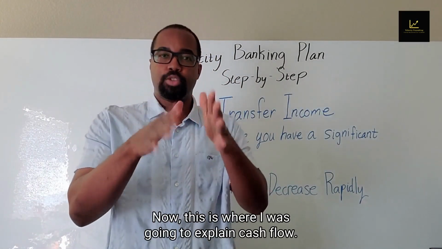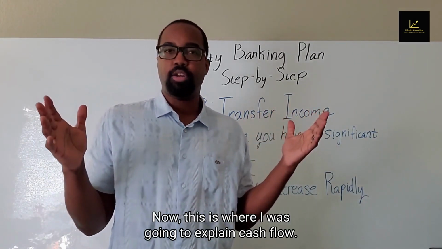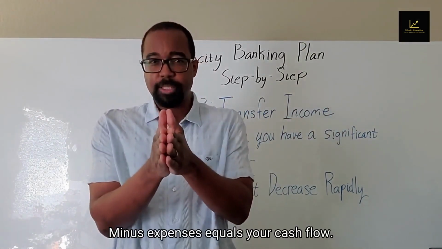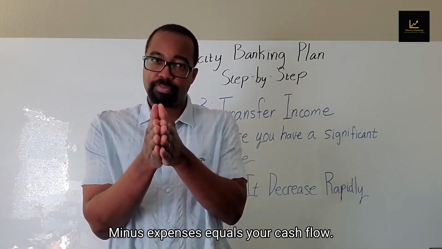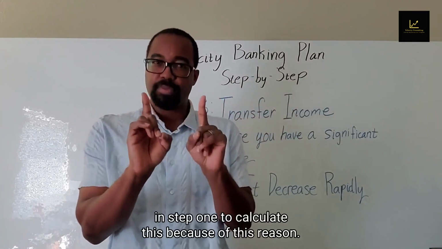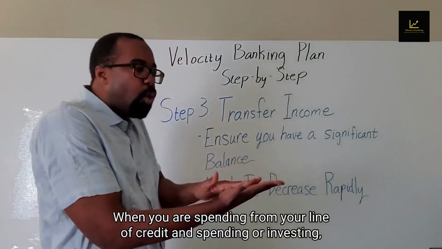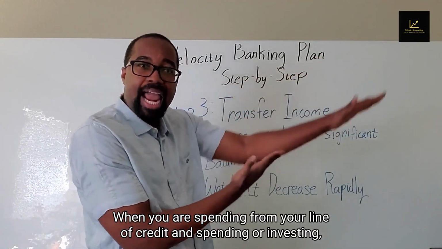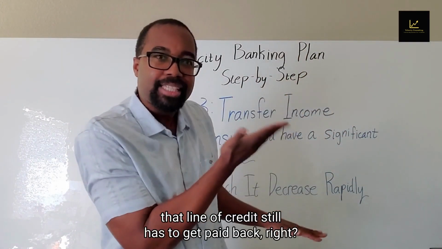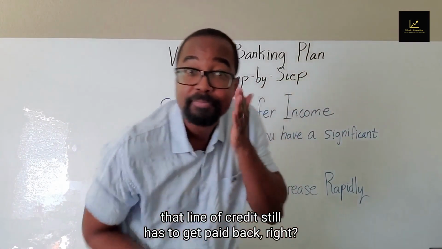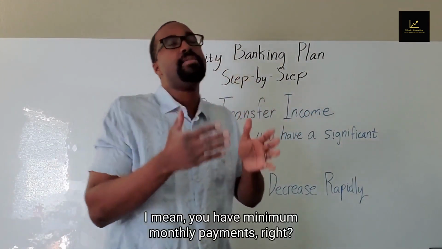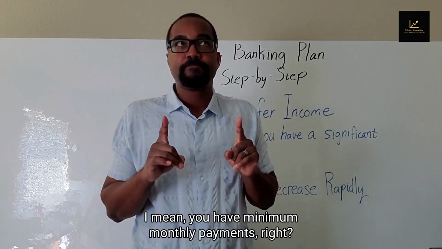Now, this is where I was going to explain cash flow. Remember, income minus expenses equals your cash flow. The reason why we wanted you at step 1 to calculate is because of this reason. When you are spending or investing from your line of credit, that line of credit still has to get paid back. Well, what's going to pay the line of credit back? I mean, you have minimum monthly payments, right?